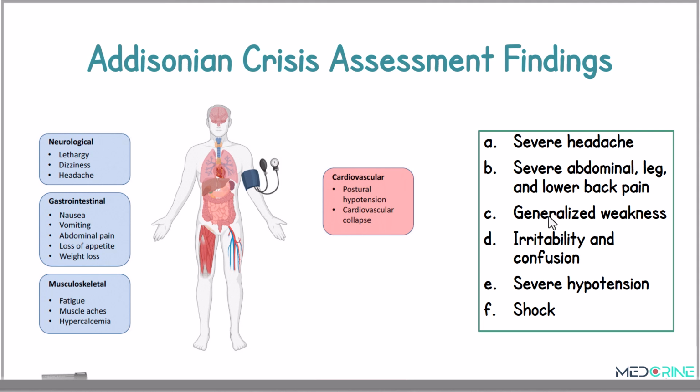Some of the assessment findings in Addisonian crisis include severe headache, severe abnormal leg and lower back pains, generalized weakness, irritability and confusion, severe hypotension, shock, hypercalcemia, abdominal pain, loss of appetite. We have dizziness and lethargy.